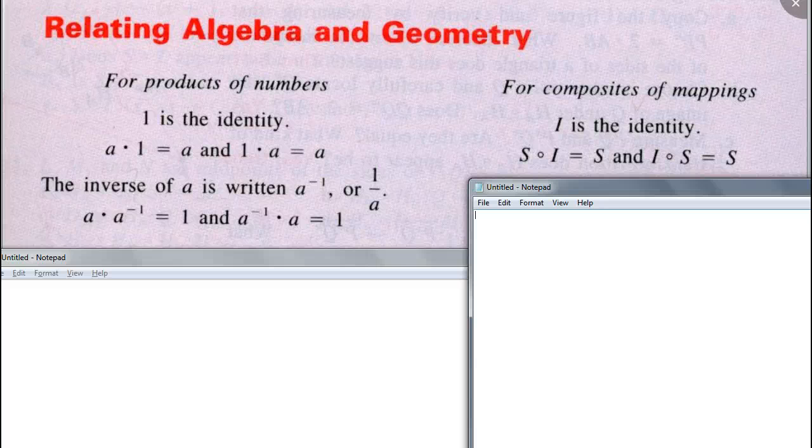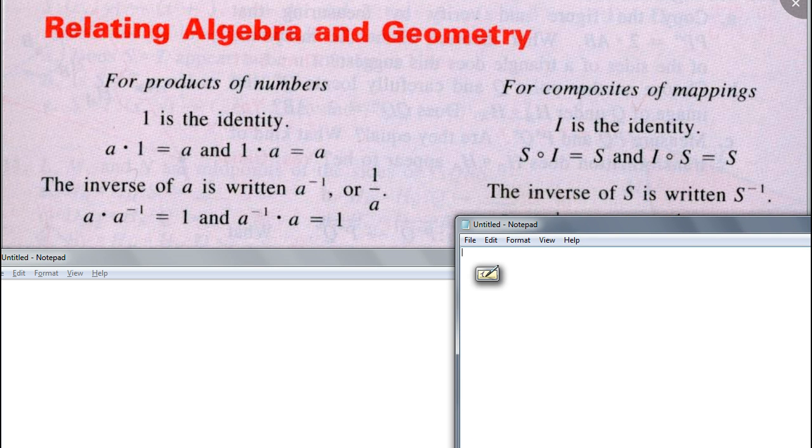Does that make sense? So then, what do you think the inverse of this S will be? We're going to call it S to the negative 1 power, just like how we do it with the number, right? a to the negative 1 power is the inverse of a. That's how you write the inverse of S. What do you think you would get if you were to apply S after S inverse, or S inverse after S?